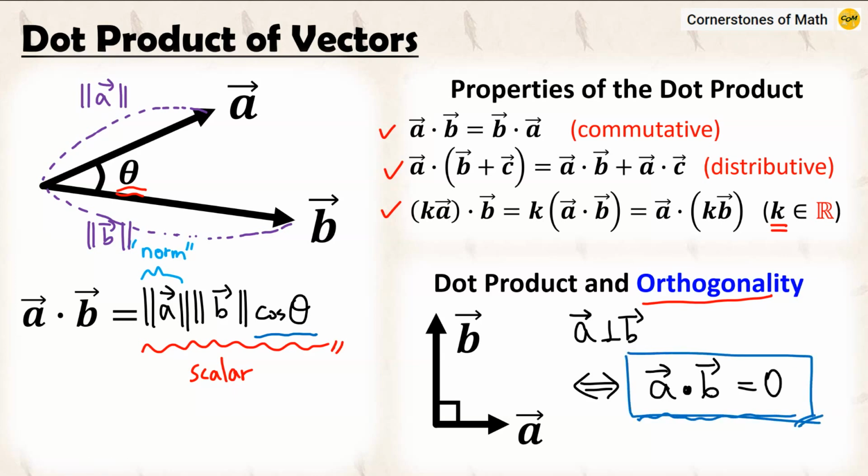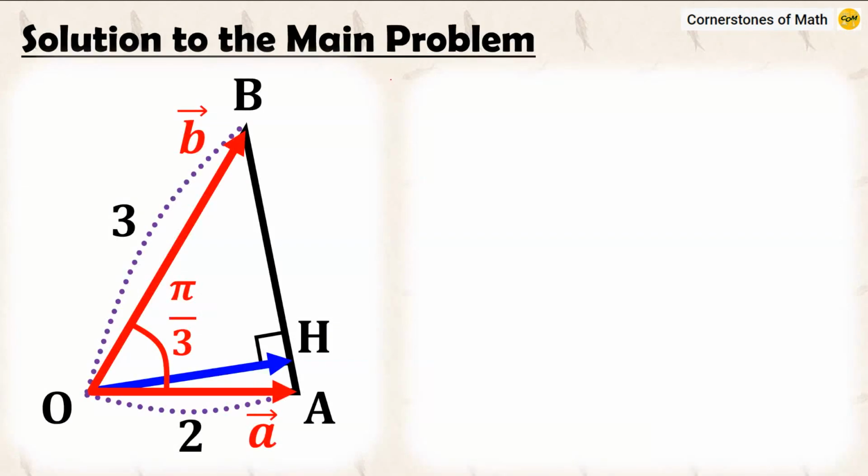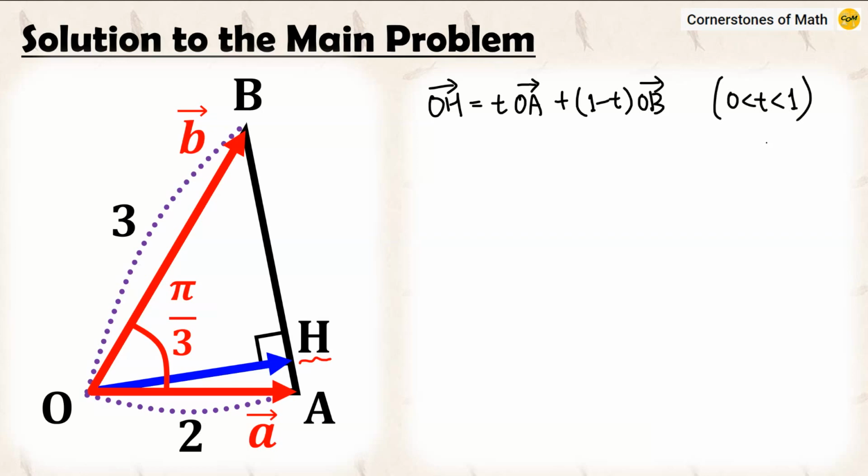Alright, now with the dot product covered, we are really ready to solve the main problem, so let's get right on to it. Solution to the main problem. So first, H is a point on the side AB, so by the lemma, vector OH can be expressed as t times vector OA plus 1 minus t times vector OB, where t is a real number between 0 and 1.